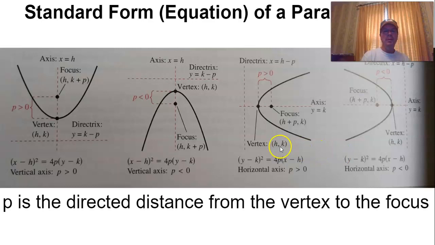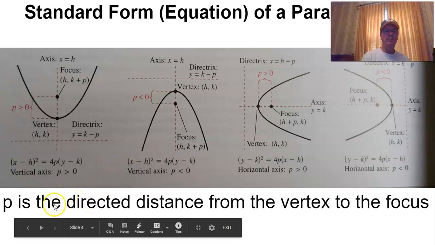Three important things to keep in mind. You can do practically anything you need to with parabolas if you know h and k and p. So h, k, and p rule parabolas. And we'll be back with the second video.